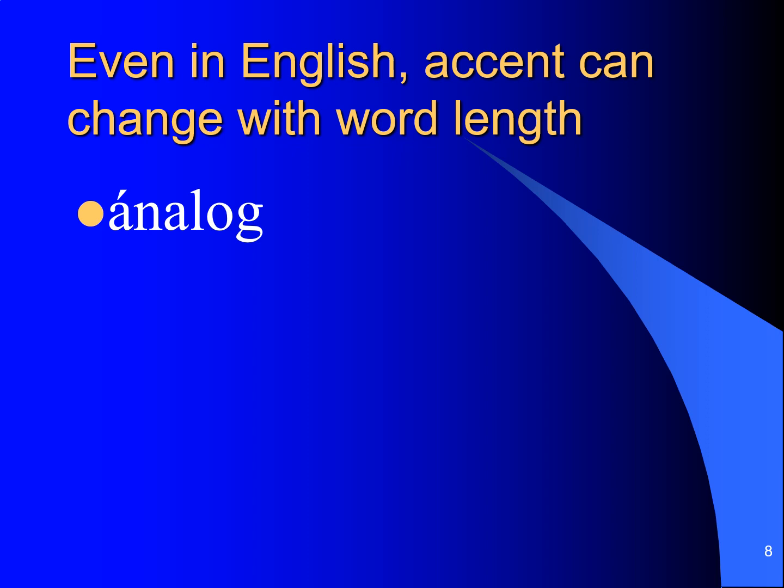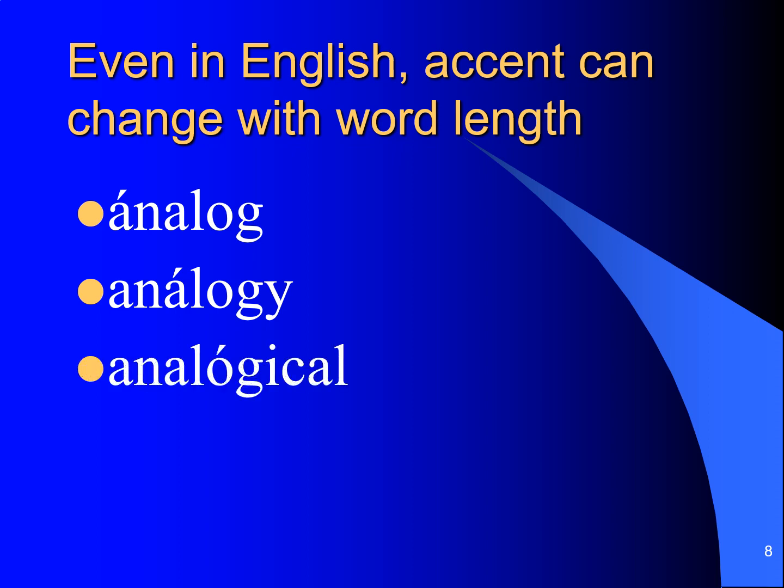We have a word like analog, where the accent is on the first syllable, and if we use our new terminology, that's the antepenult. But when we lengthen the word, it becomes analogy, and now the accent is on a different syllable. Then we have analogical, and the accent's moved again, and analogically, and again the accent there is on the O. So we see that even in English, accents can change with word length or with word changes.